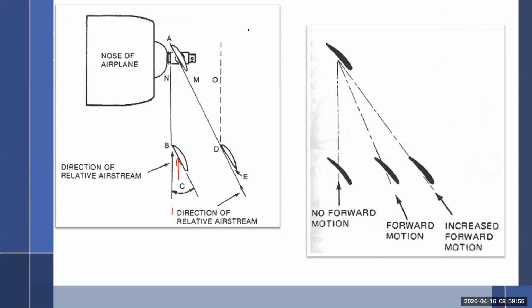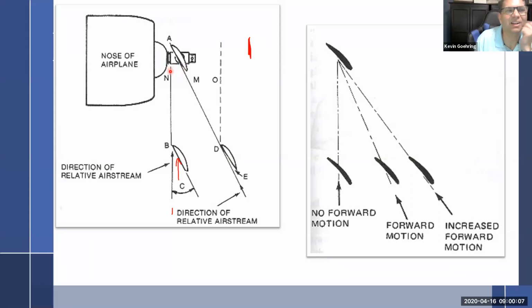Hate to interrupt, but your pointer's white, so it's kind of hard to see it. Right there? Should be red. The actual dot itself is white. I don't know if anybody else sees that. Well, we'll change it. I think that's just you.